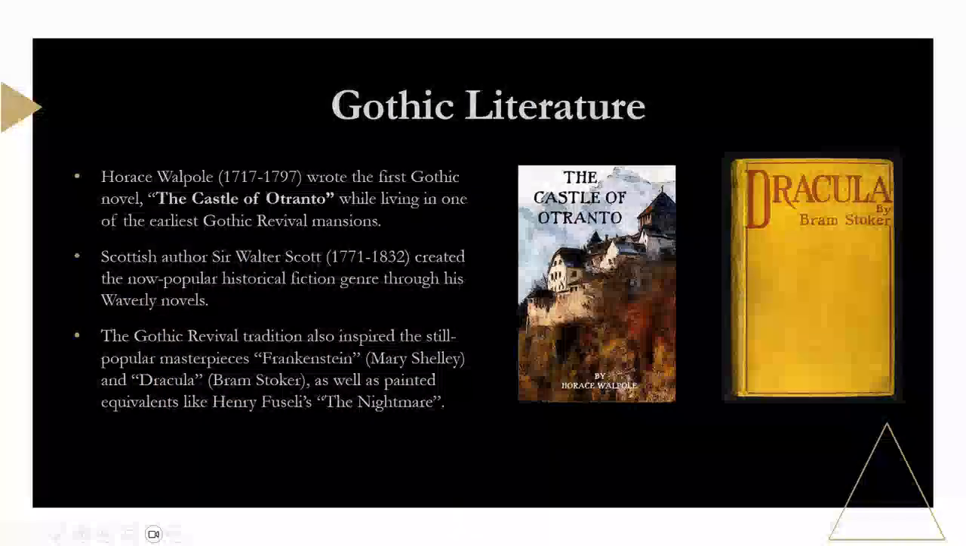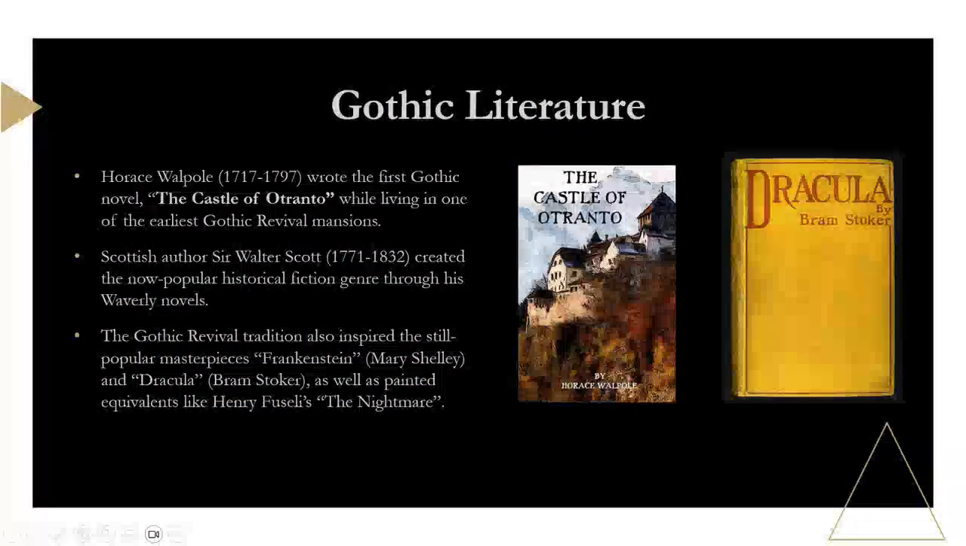So, the Gothic literature. The Gothic revival and other medieval revivals had strong literary components too. The Gothic novel, a forerunner of the horror movie, and typically set in a foreboding Gothic ruin, came about at this time. In fact, two of the Gothic revival's earliest advocates were authors. Horace Walpole, for example, wrote the first Gothic novel, The Castle of Otranto, while living in one of the earliest Gothic revival mansions.